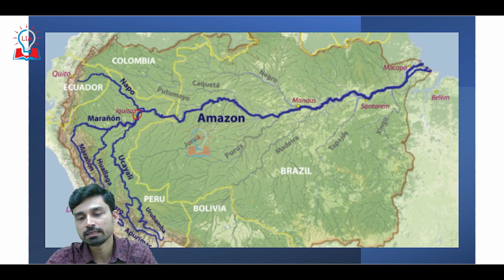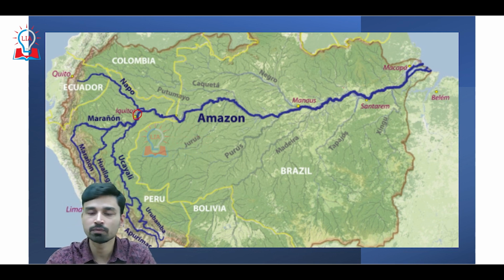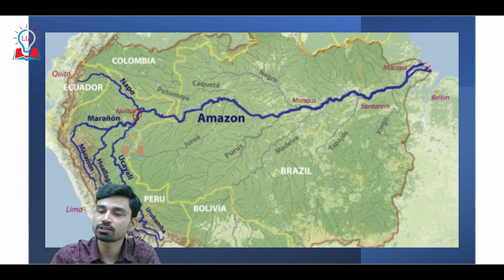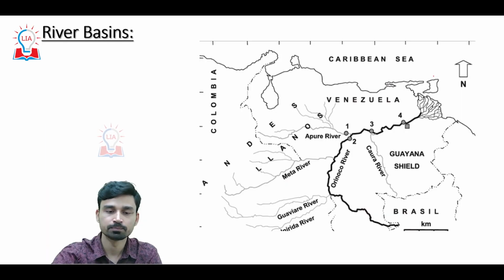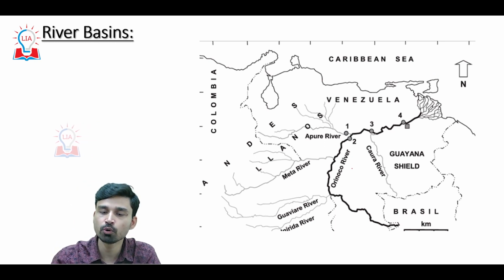And then it forms the mighty Amazon, which traverses across the breadth or width of South America, where it finally discharges its water through Brazil. The second important river basin that we have discussed is what is called the Orinoco River Basin.